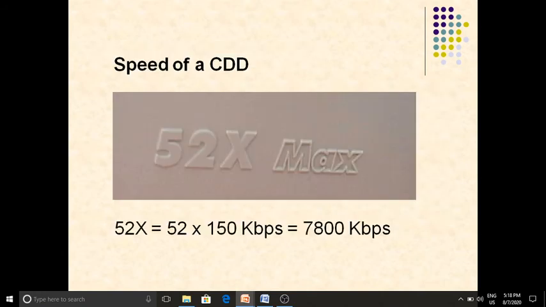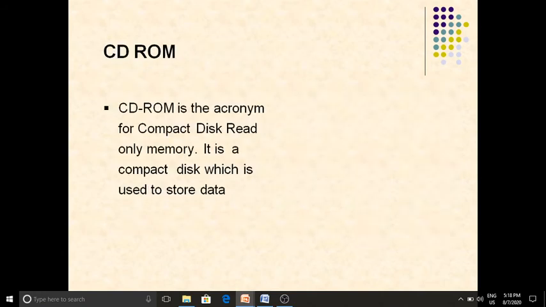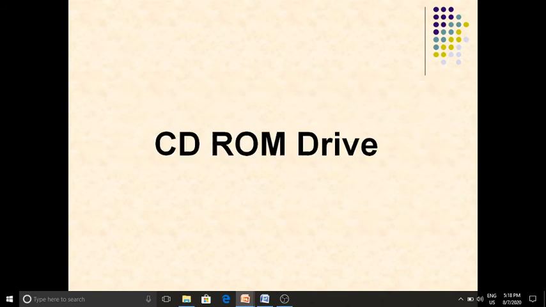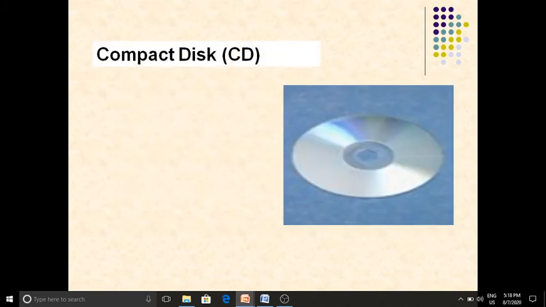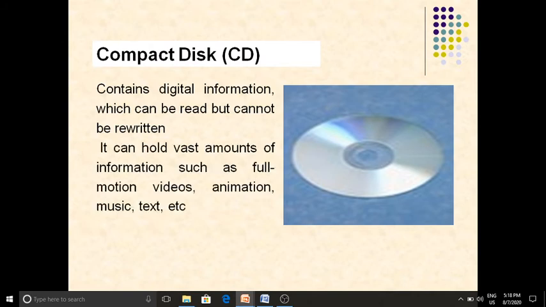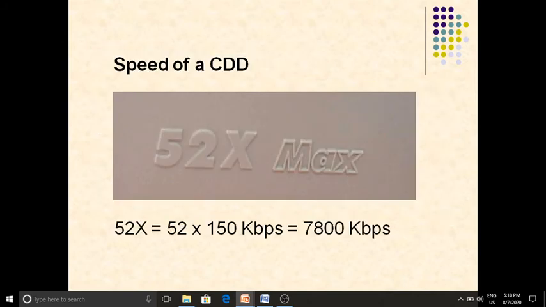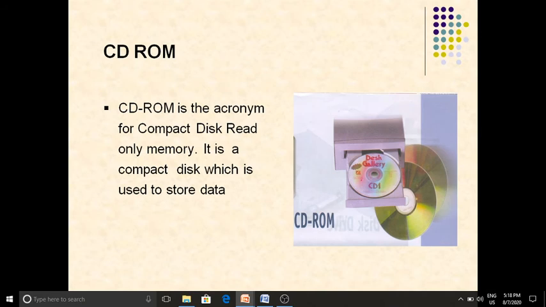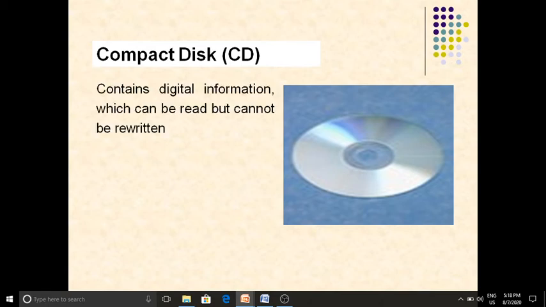Next, we have seen what a CD-ROM is. Now in the next slide we will be discussing the CD. This is read-only memory. It is a compact disk which is used to store data. It is only used for storing the data.